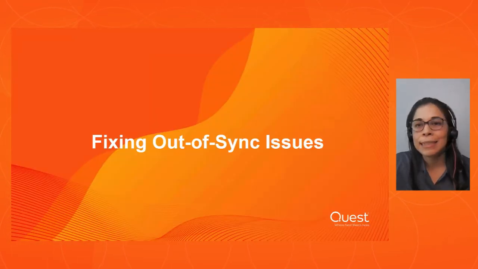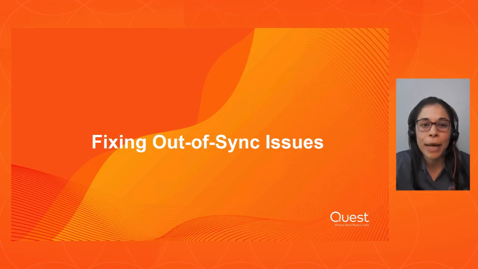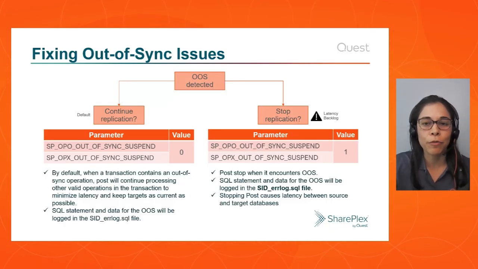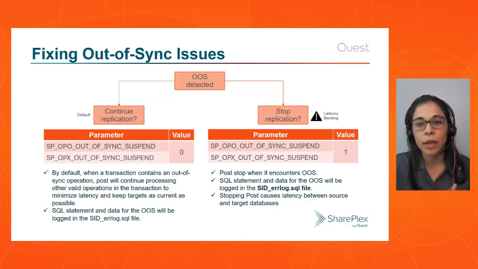So SharePlex detects an out-of-sync condition. What happens next? How can you fix it? Let's explore more information about it. By default, SharePlex logs the error and continues processing. However, you can modify this behavior using the following parameters: SPOPO_AUTOSYNC_SUSPEND, and the option for open targets is SPOPX_AUTOSYNC_SUSPEND.